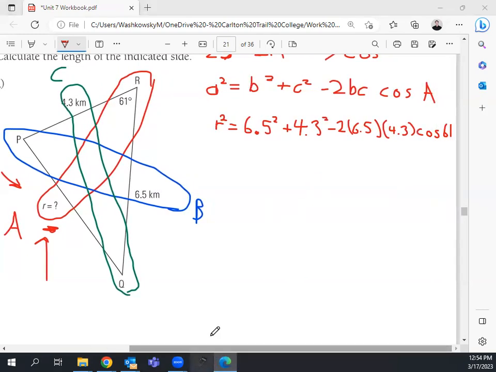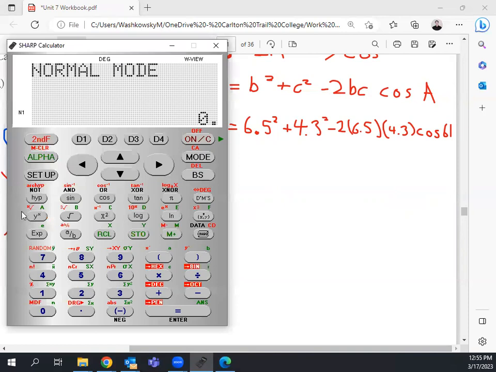All we really need to do now is we set it up, I just need to punch it in my calculator. So I'll show you how to do that. You're going to put it in exactly how you see it. I'm going to take 6.5 and this little squared button. If you look in the middle of your calculator, there's a little X with a 2 on it. That is your squared button. So if I click that, it knows. Yeah, 6.5 squared plus 4.3 squared.